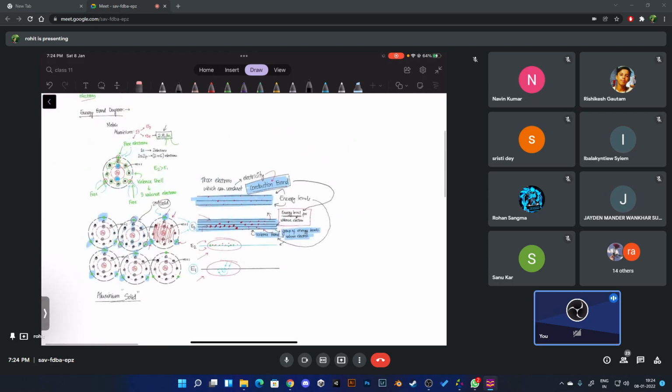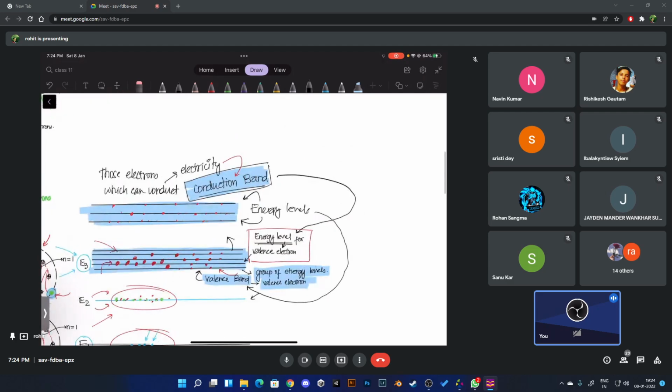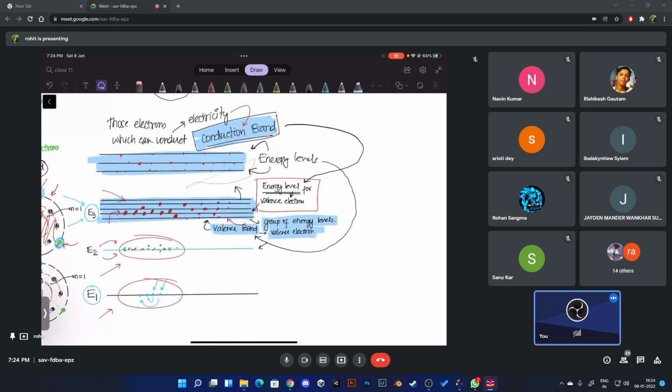I'm talking about metals right now. I'm going to go to insulators also, but look at metals. Metals are so nice. Why? I'll tell you. Look at this. This is a conduction band. The conduction band and the valence band, they overlap. Let me write it down. Conduction band, and which band, guys?